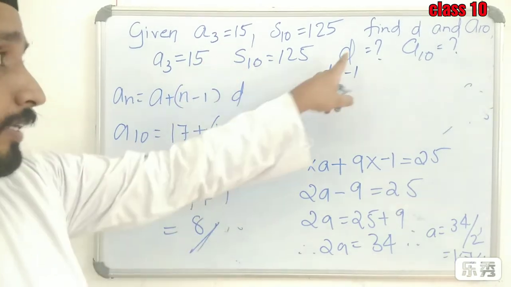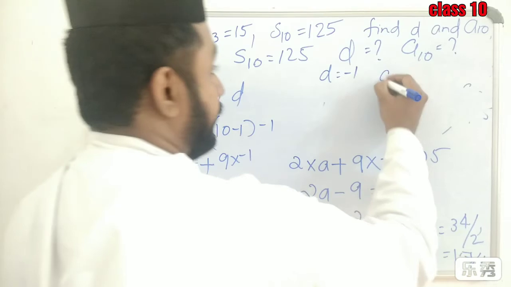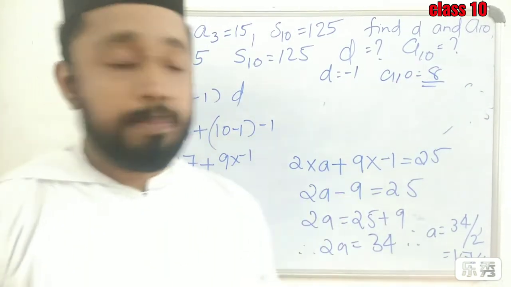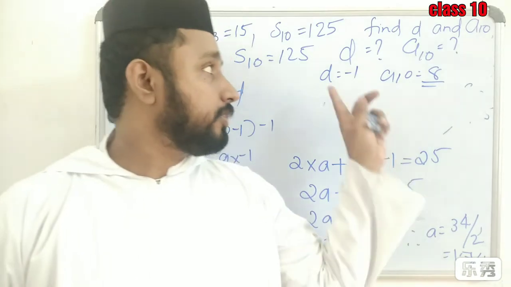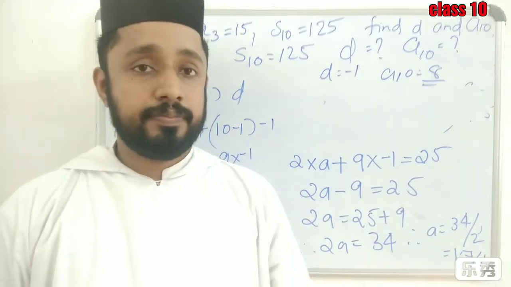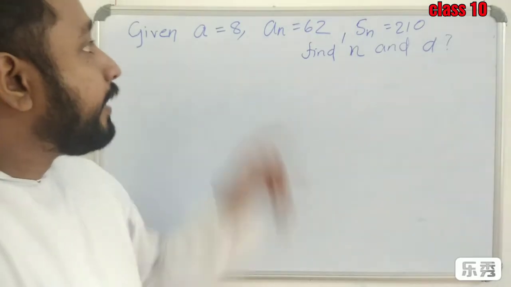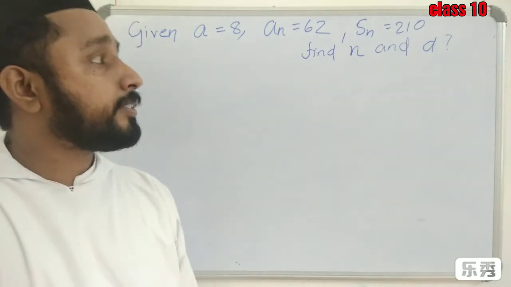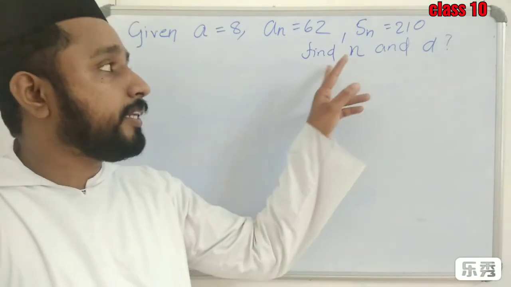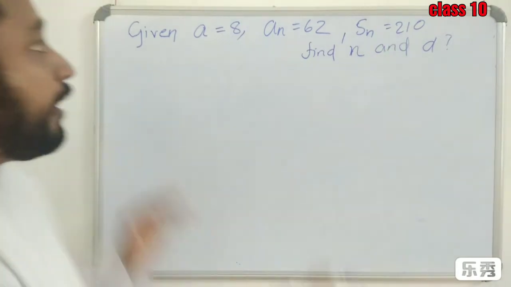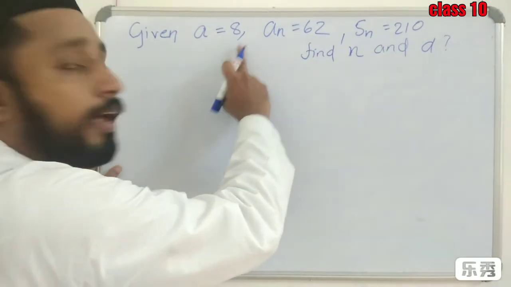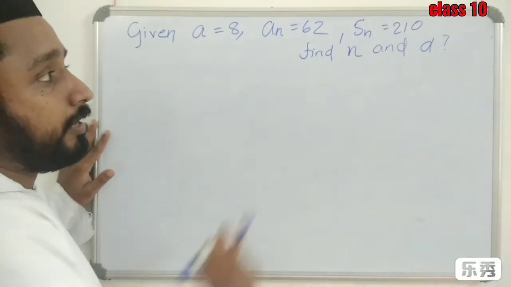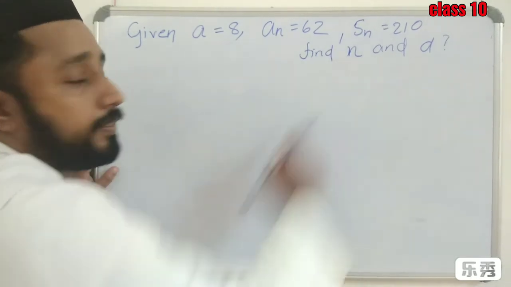So we got d is equal to minus 1 and a10 is equal to 8. So the 10th term of this AP is 8. So we found d and a10. Let us consider another problem. Given a is equal to 8, a_n is equal to 62, S_n is equal to 210, we have to find n and d. So we have a is equal to 8, a_n is equal to 62, S_n is equal to 210. We have to find n and d.